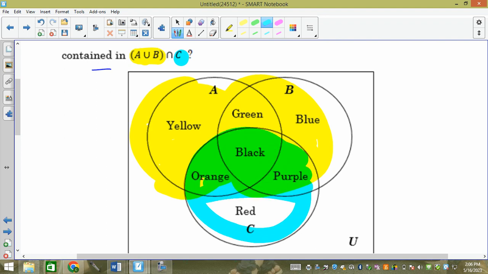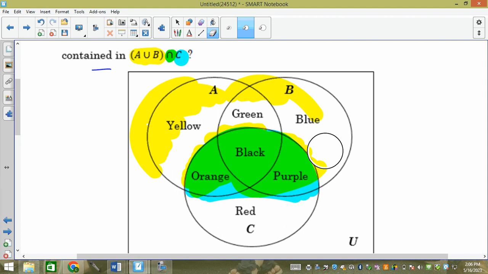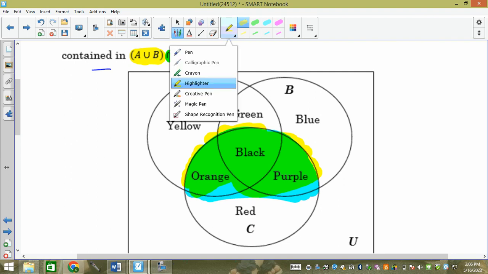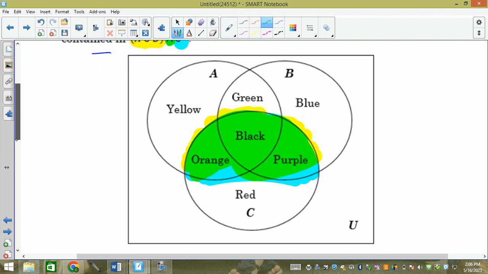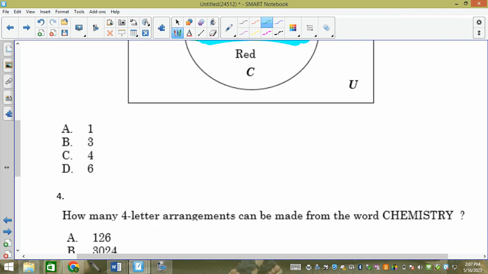And what symbol is between them? An and or an or? An intersection or a union? This is an intersection. So I'm keeping where they both are, correct? So because it's an intersection, I once again erase anything that's not double colored. So it would be orange, purple, black. Which is how many? 3. Oh, great.